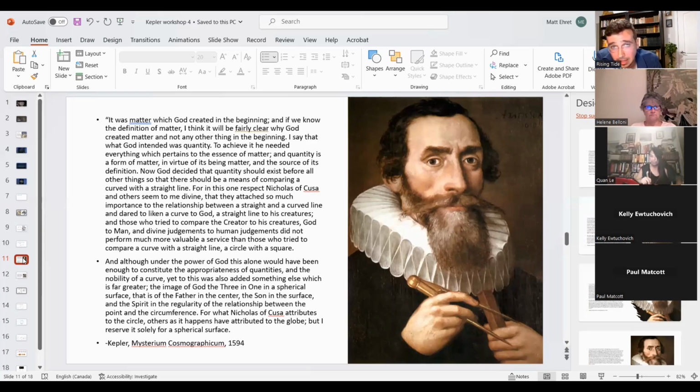Now God decided that quantity should exist before all other things, so that there should be a means of comparing a curved with a straight line. For in this one respect, Nicholas of Cusa and others seem to me divine, and they attach so much importance to the relationship between a straight and a curved line, and dared to liken a curve to God, a straight line to his creatures.